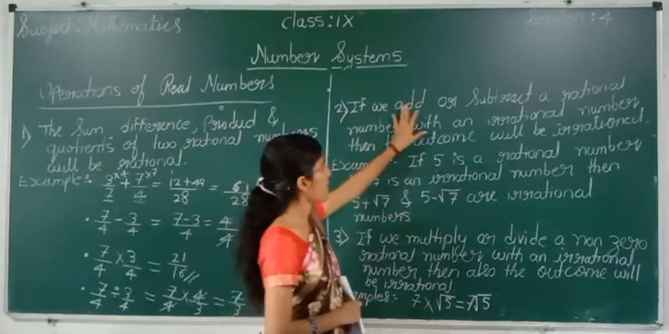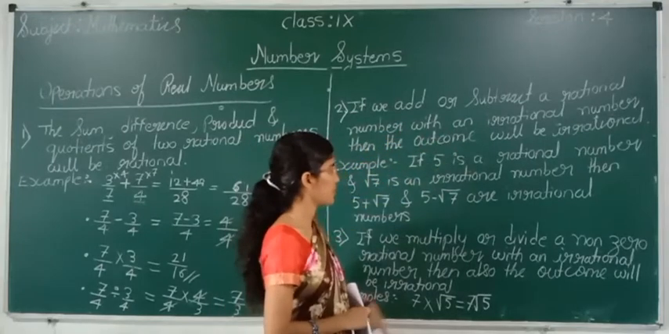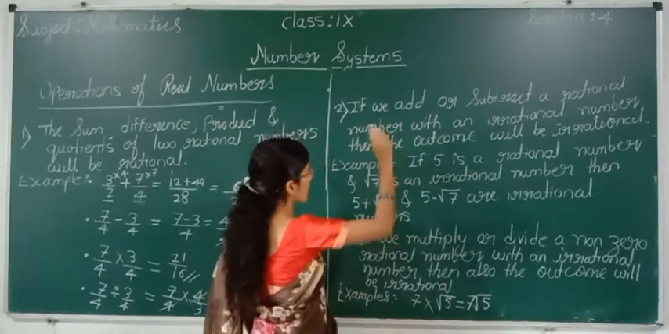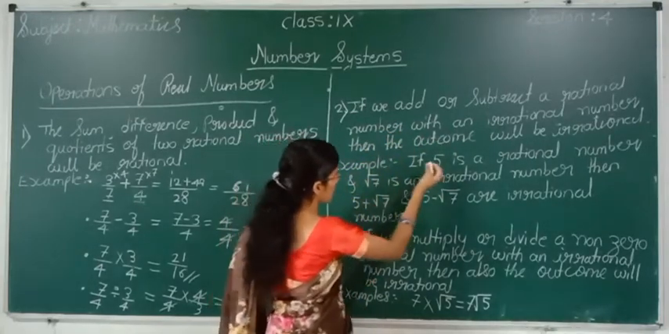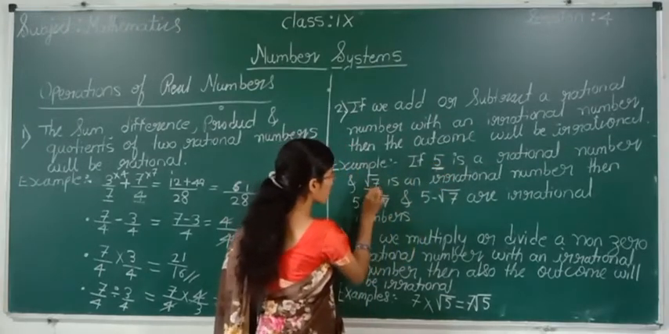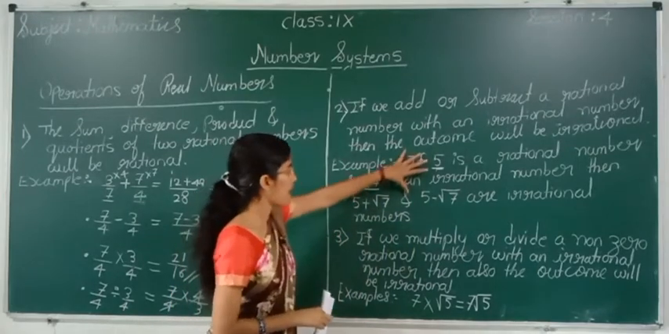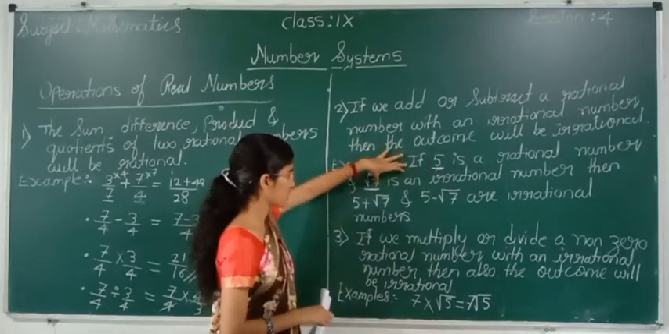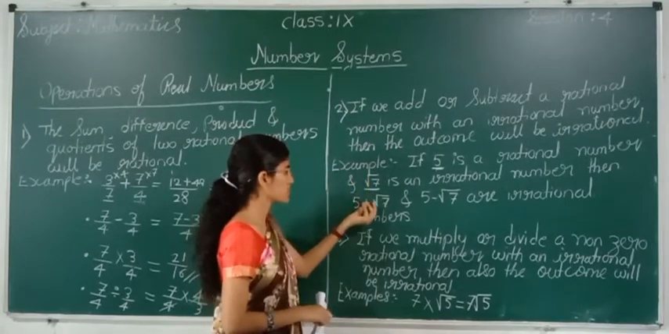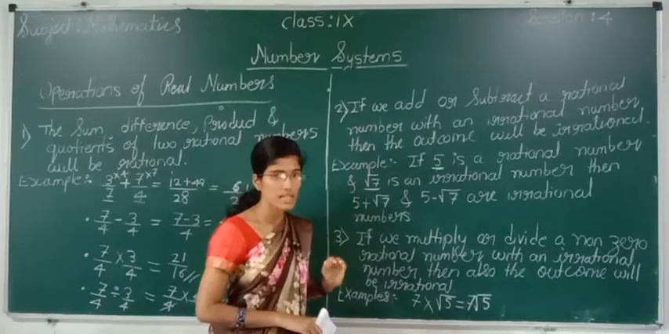Now see the second point. If we add or subtract a rational number with an irrational number. See here, take one rational number. Here 5 is one rational number and root 7 is one irrational number. If you do addition, what will happen? 5 plus root 7. Definitely 5 plus root 7 is an irrational number.